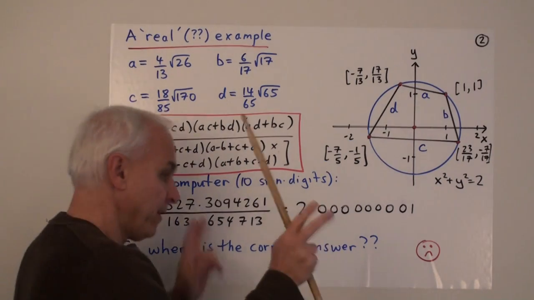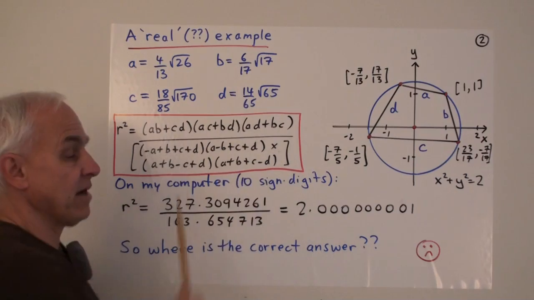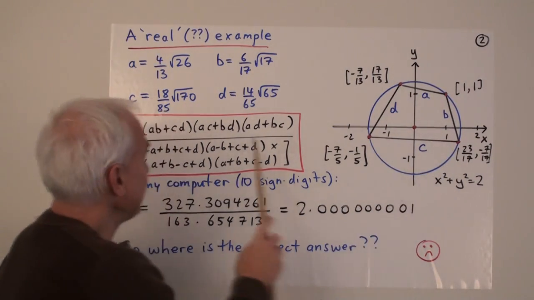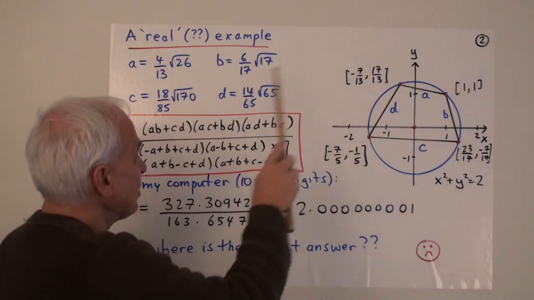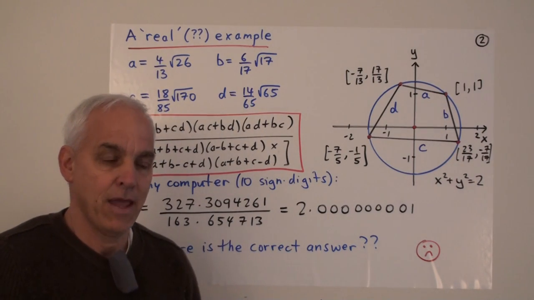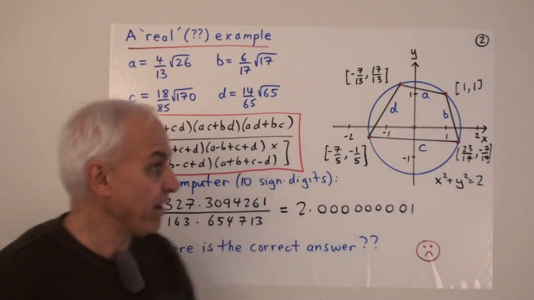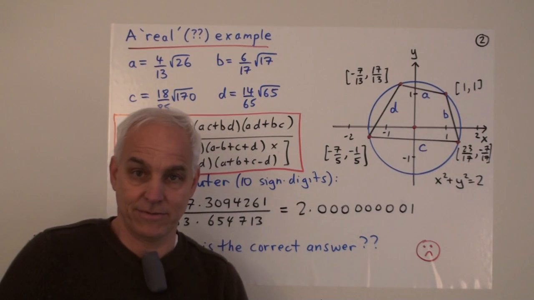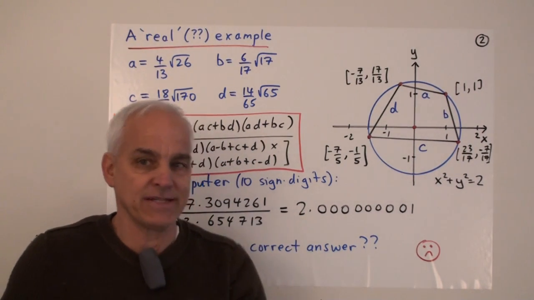Similarly, we can calculate that this length B is 6/17 times the square root of 17. This length C is 18/85 times the square root of 170, and D is 14/65 times the square root of 65. And from my point of view, all of these statements are very much in quotes, right? Because I actually do not believe in the existence of any of these objects. And neither should you. So what we're doing now is playing along with the standard game.